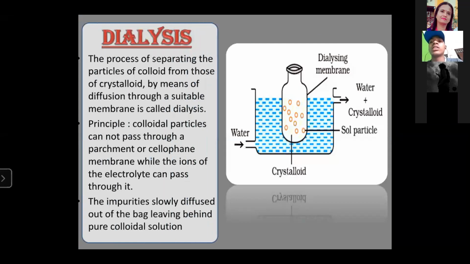there are some processes. First, dialysis: the process of separating the particles of colloids from those of crystalloids by means of diffusion through a suitable membrane is called dialysis. Principle of dialysis: colloidal particles cannot pass through a parchment or cellophane membrane while the ions of the electrolyte can pass through it. Third, the impurities slowly diffuse out of the bag, leaving behind pure colloidal solution.